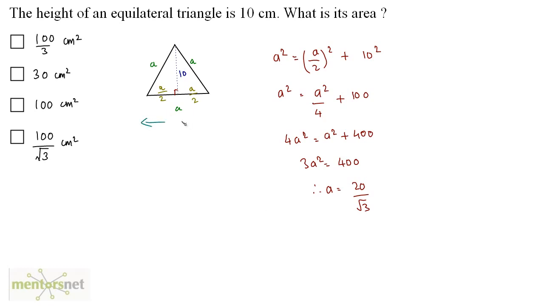So A is the base, we know the height. So area is equal to half into base, A, that's 20 by root 3, into height, that's 10. So 2 times 10 is 20. So this is basically 100 by root 3 centimeter square. So this is the area, option D.